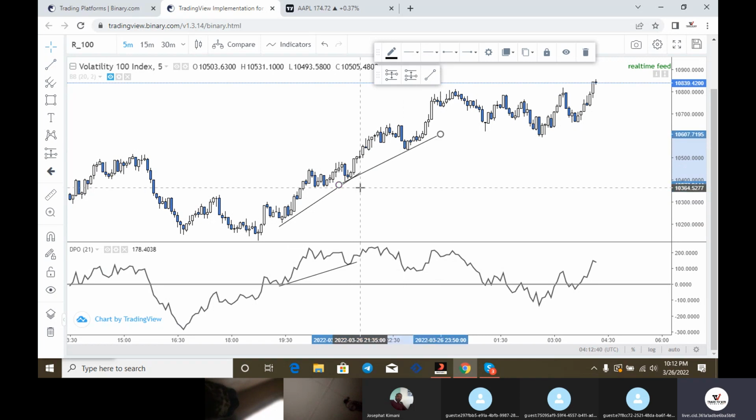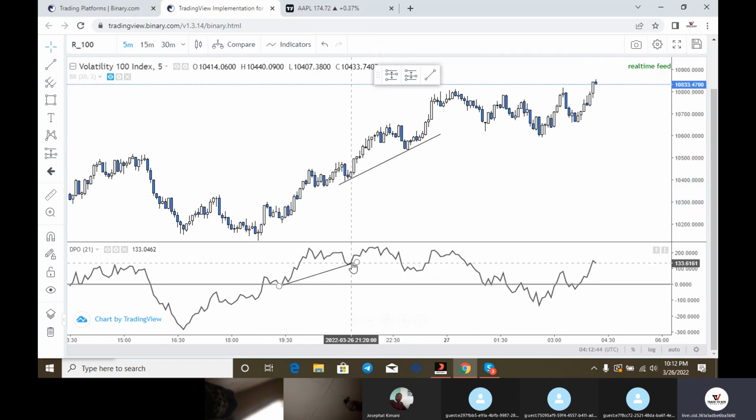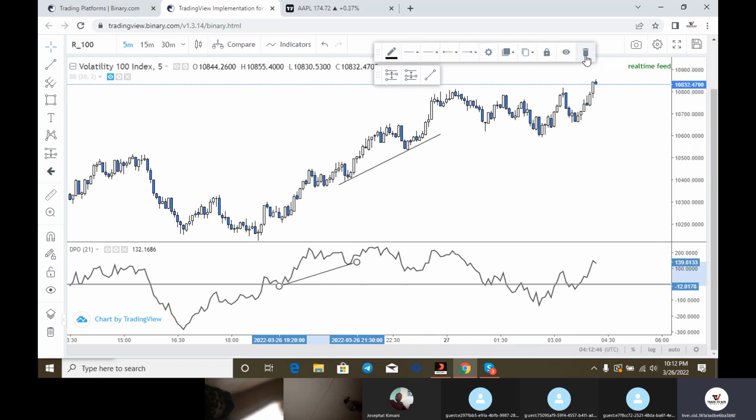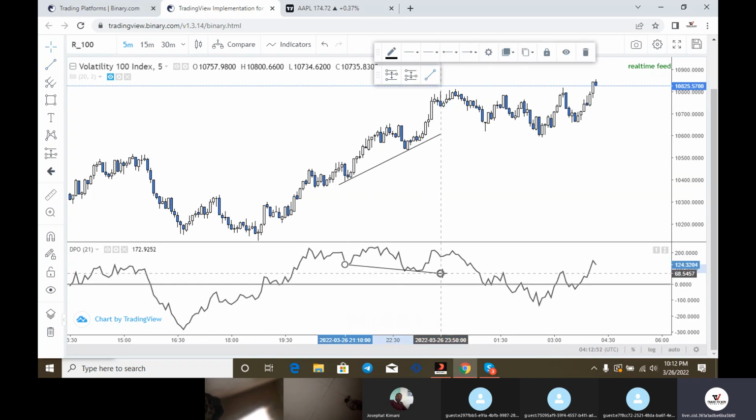All right, and so let me delete this first one that wasn't a divergence. Let me delete this first one. All right, so you can see a hidden divergence clearly spotted in this situation.